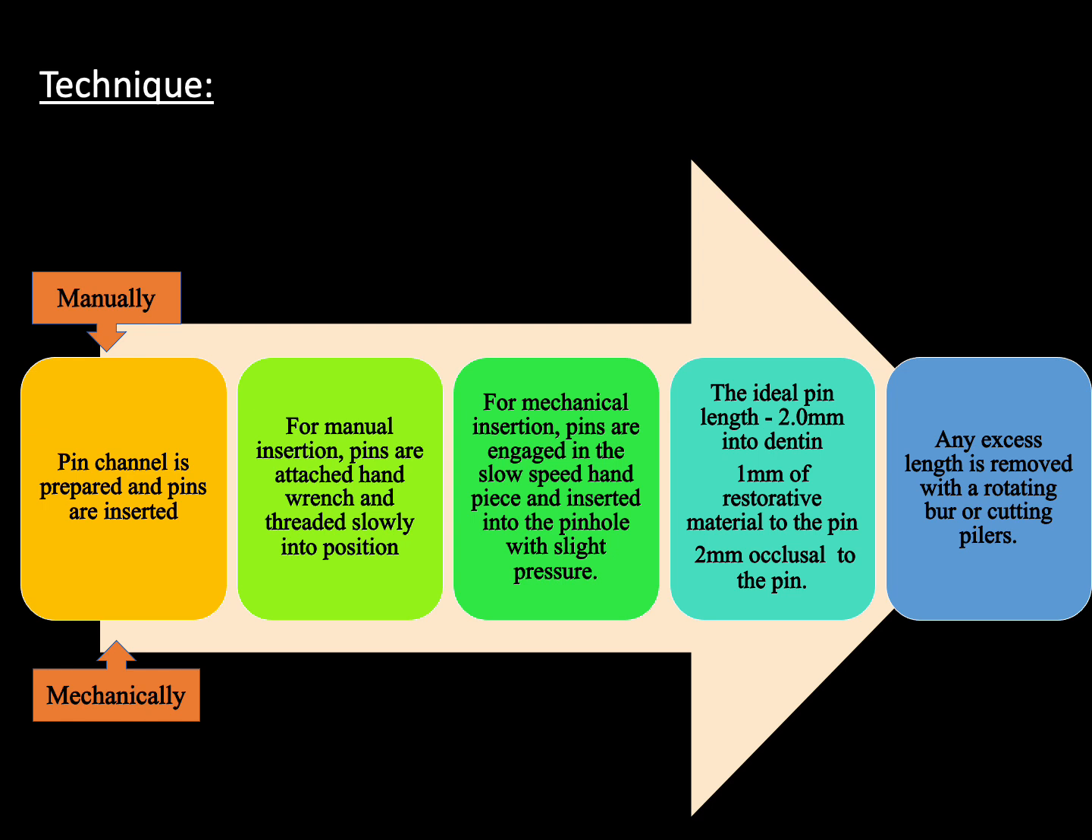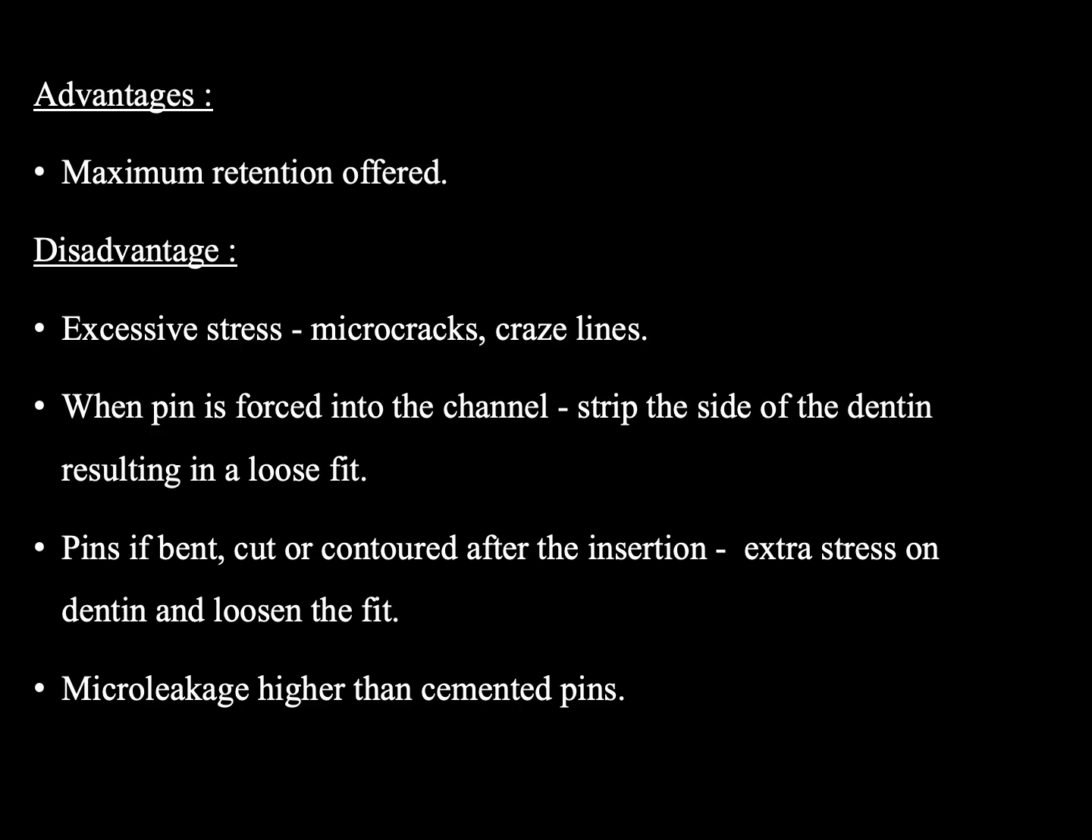The ideal pin length is 2 mm into the dentine, 1 mm of restorative material to the pin, and 2 mm occlusal to the pin. So any excess length can be removed using a small round burr. The advantage of this is that it provides maximum retention. The disadvantage is that there can be excessive stress which is created, causing micro cracks and craze lines. When the pin is forced into the channel, it can strip the dentine. If the pin is bent after insertion, it can cause extra stress on the dentine or even loosen the fit of the pin which is placed. The microleakage is higher than the cemented pins.